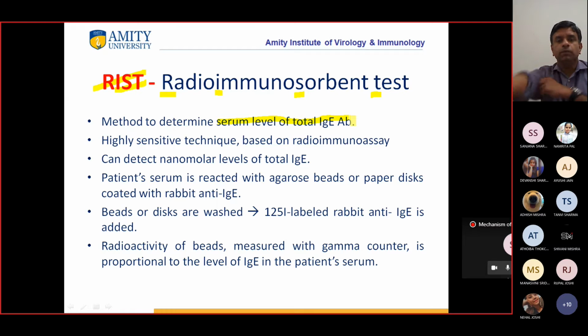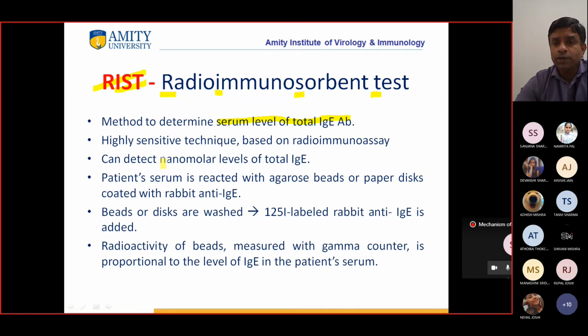Okay, students, now you could have said that, sir, why to do radio labeled, right? Why can't we just do ELISA? Okay, because ELISA is not that sensitive, and when you are talking about IgE, you already know it has a very low level in your serum. So you need a more sensitive test to look for the level of IgE. Okay, it is so sensitive that it can detect even nanomolar levels of total immunoglobulin E in your blood.